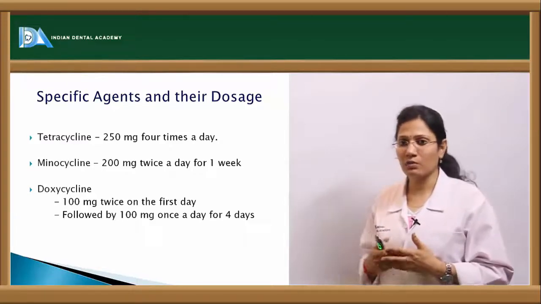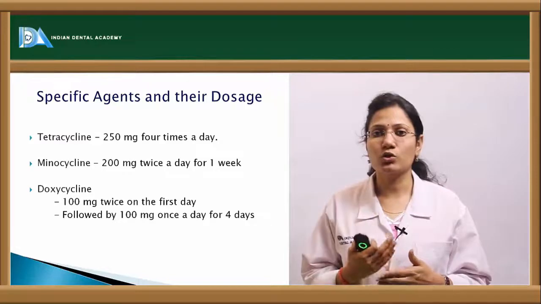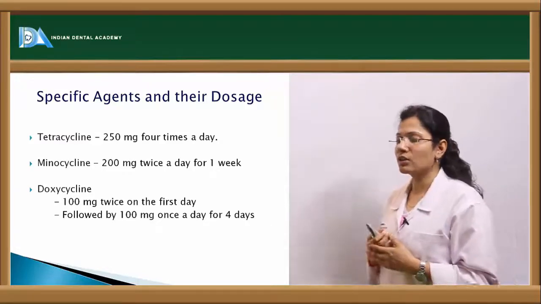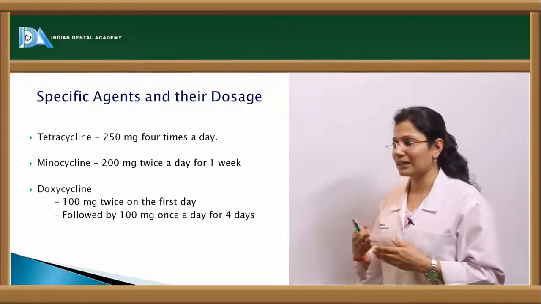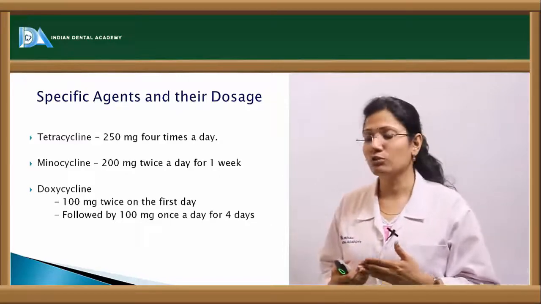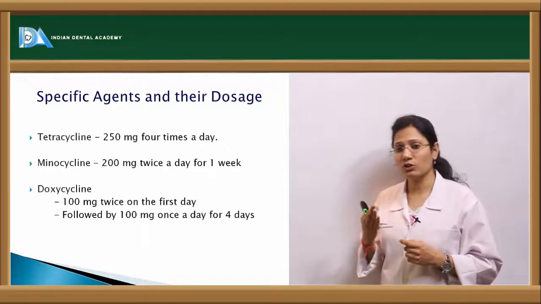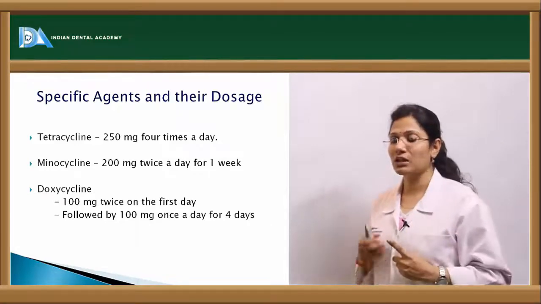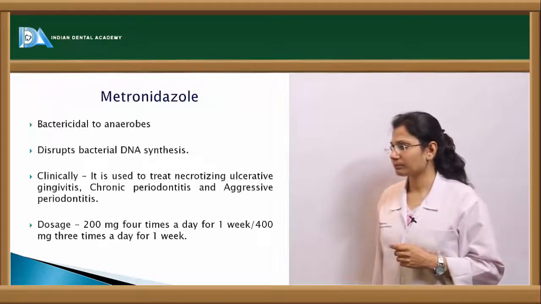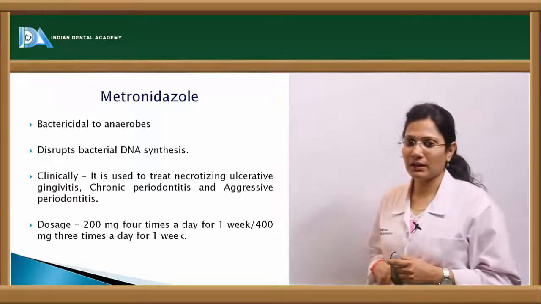Therefore, with the newer advances, minocycline is given as a 200 milligram dosage twice a day for just 1 week. And doxycycline is much better: just 100 milligrams of the drug once daily, twice on the first day, and then just once daily for about 4 days.